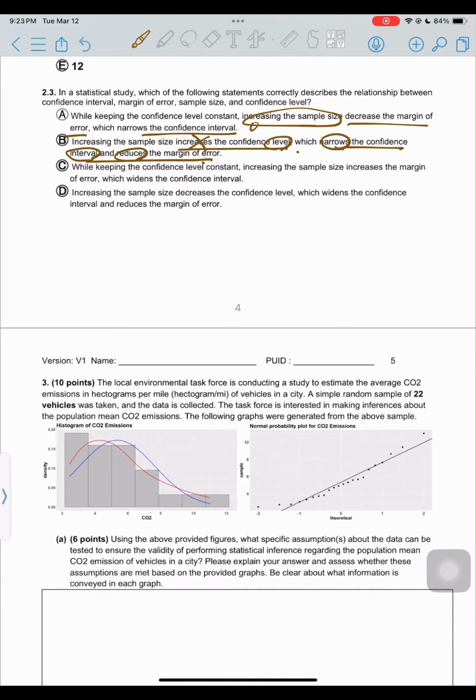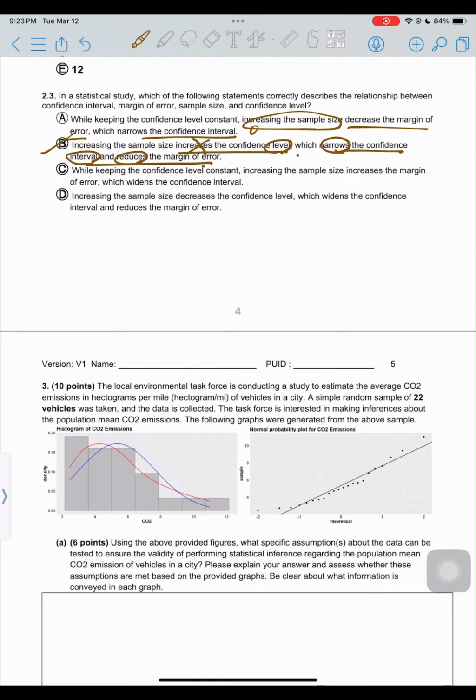So B is not right. Okay, let's look at C. While keeping the confidence level constant, increasing the sample size increases the margin of error. If you have more sample, then it has lower chances of making errors. So that is not right. It decreases, which is not right. So C is not right. And also it's not widens, it's narrowing. So also that part is wrong.